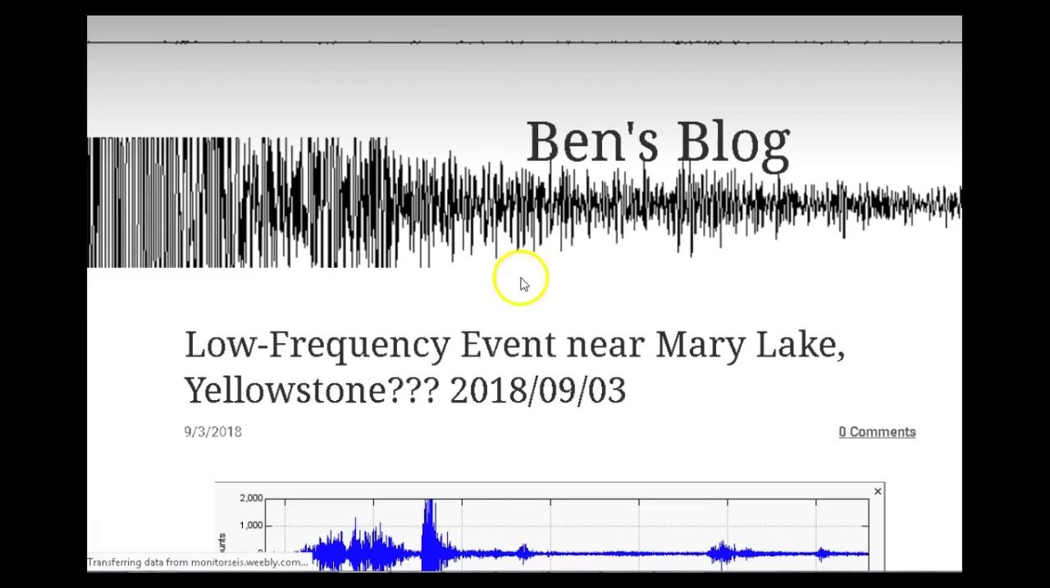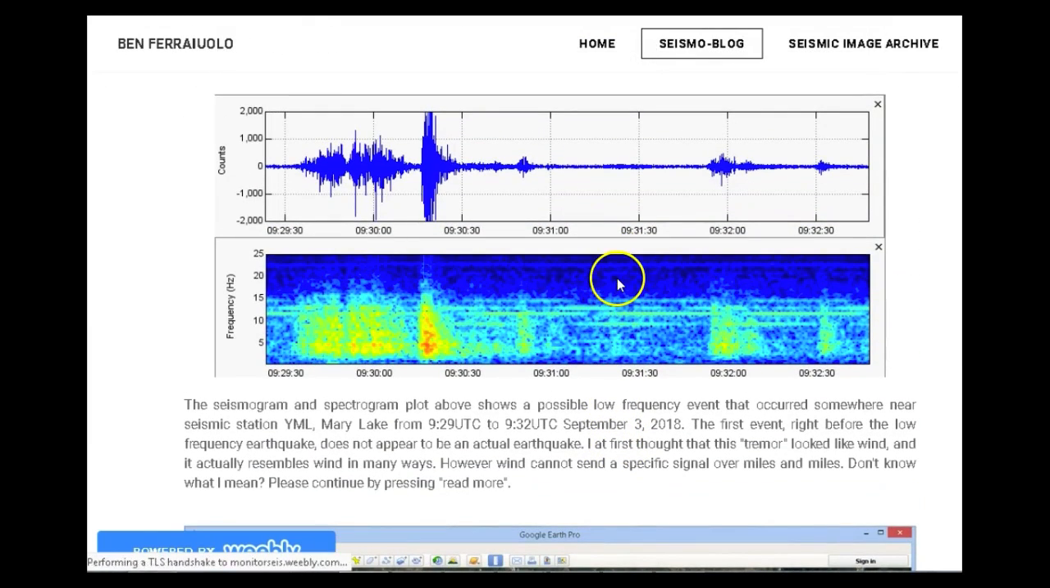September 3rd, 2018. The seismogram and spectrogram plot above shows a possible low-frequency event that occurred somewhere near seismic station YML, Mary Lake, from 9:29 UTC to about 9:32 UTC. You can see an event here, here, here, here, and here. Now, this looks like surface noise. I thought it was surface noise.